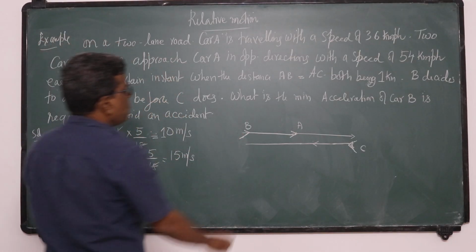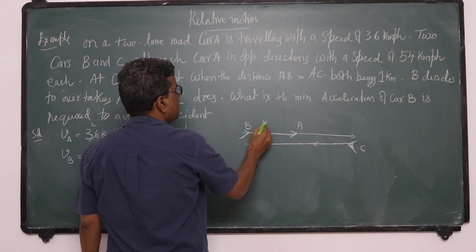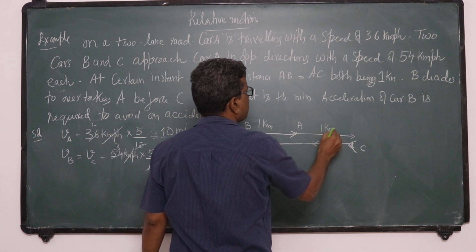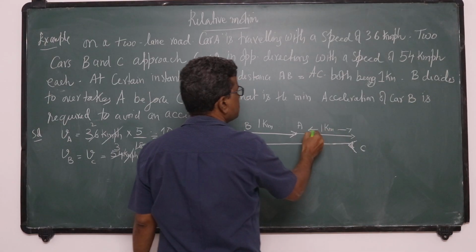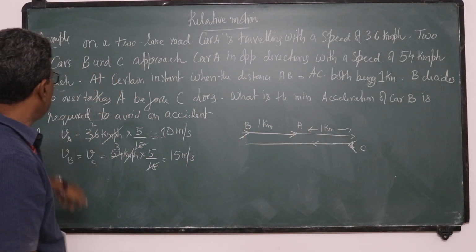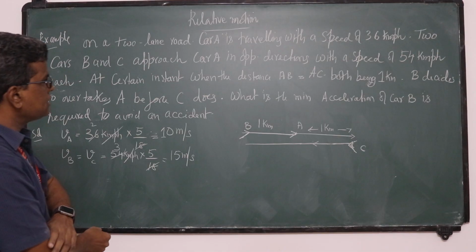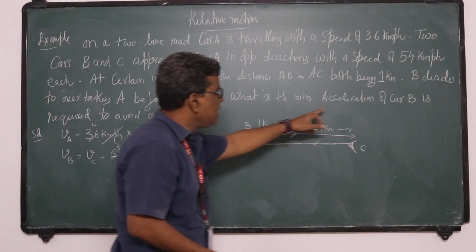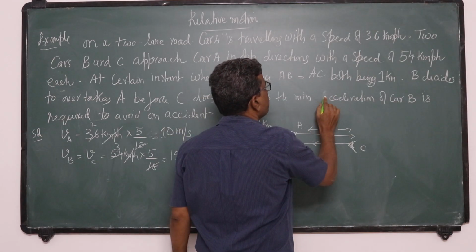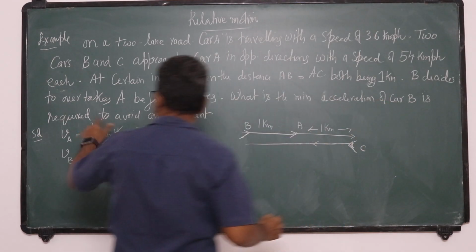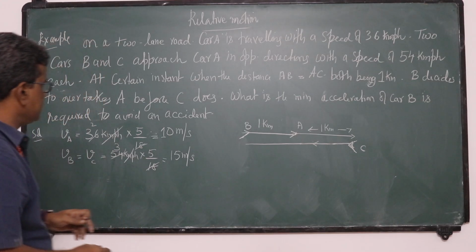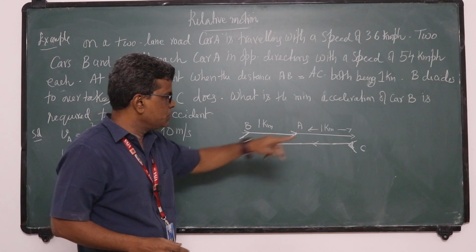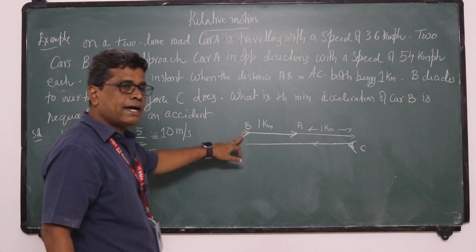Now AB is 1 kilometer, AC is also 1 kilometer. B decides to overtake A. What is the minimum acceleration of car B required to avoid an accident? So the speed of B wants to accelerate.